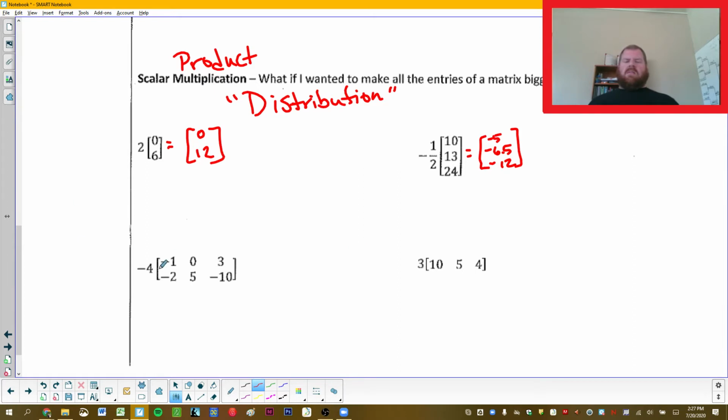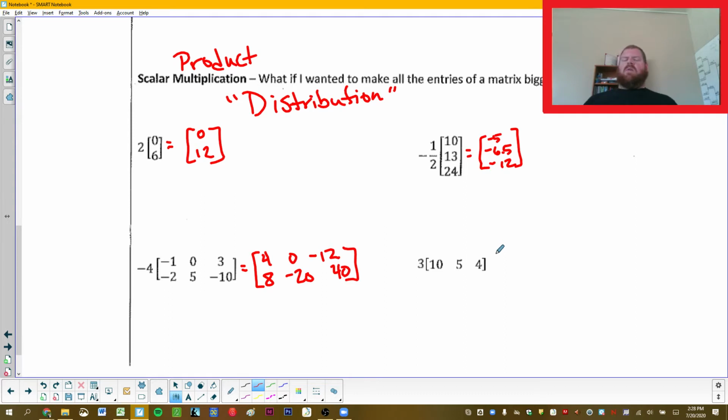This one down here gets a little bit ugly. We have a 2 by 3 matrix multiplying every entry by -4. So that'll be 4, 0, -12, and then 8, -20, and 40.